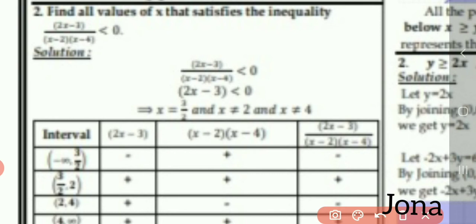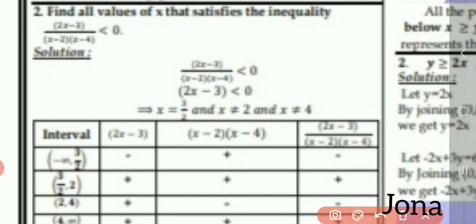In the numerator I have 2x minus 3, and in the denominator x minus 2 and x minus 4. Each and every factor I want to equate to 0 so that I can get the values of x. By equating the numerator to 0, I will get x equal to 3 by 2. For the denominator, x minus 2 equal to 0 means x equal to 2. x minus 4 equal to 0 means we will get x equal to 4.